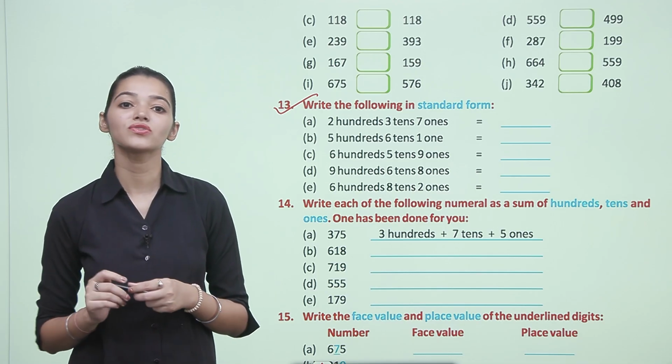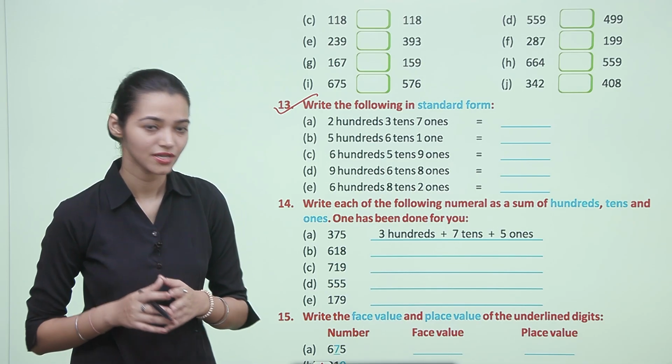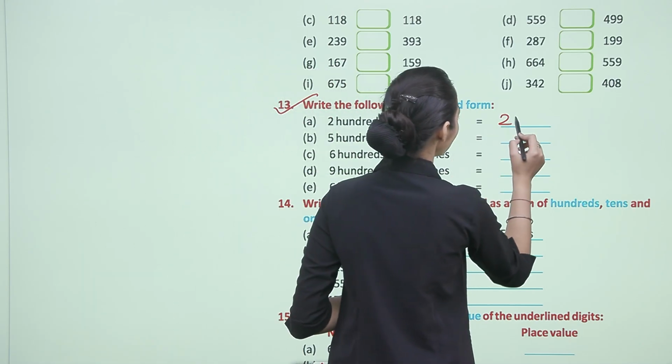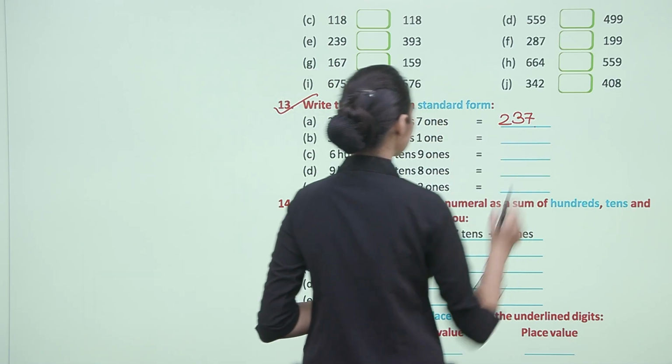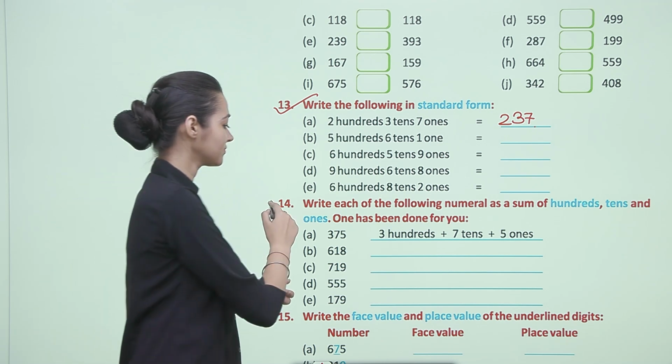In the next one, we have to write the following numbers in the standard form. When we write it in the standard form, it becomes 237. That's how we have to write all the numbers in the standard form.